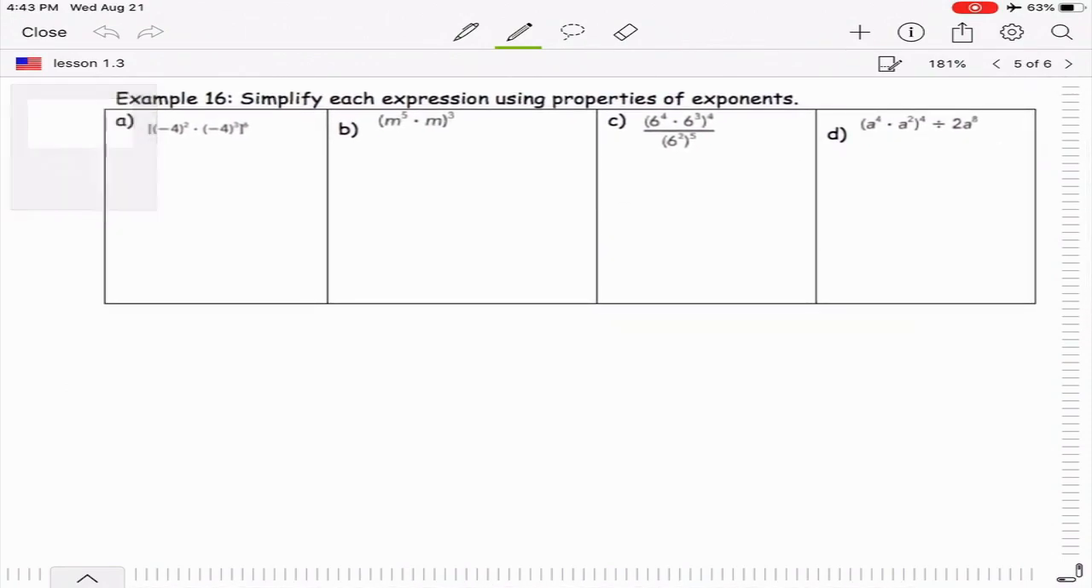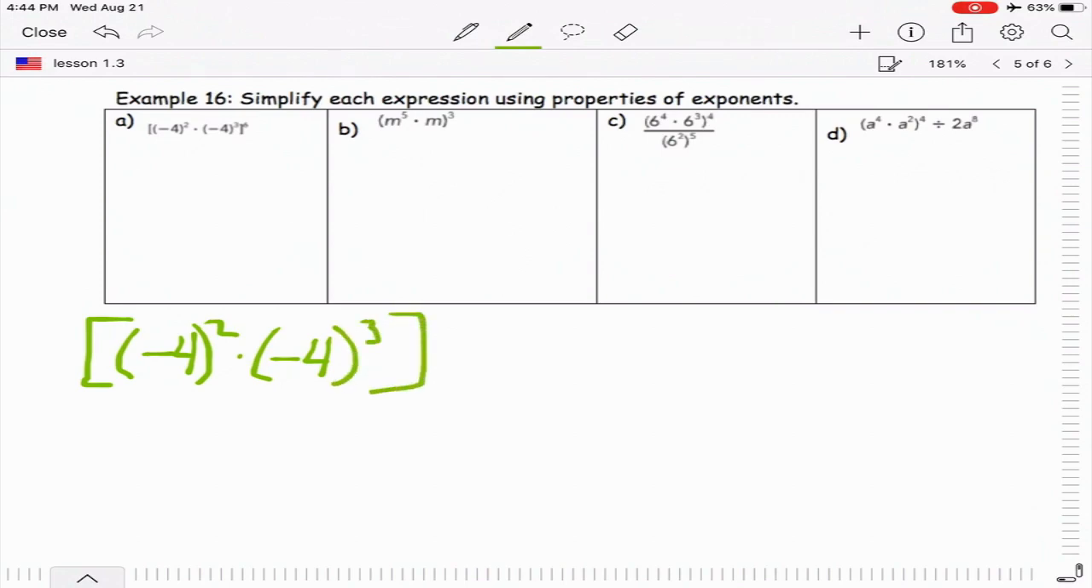So none of these really came out perfect. It's because of the exponents on the computer. So we'll just rewrite it again. You have a bracket, parentheses, -4 squared times, parentheses, times -4 cubed, bracket 6.